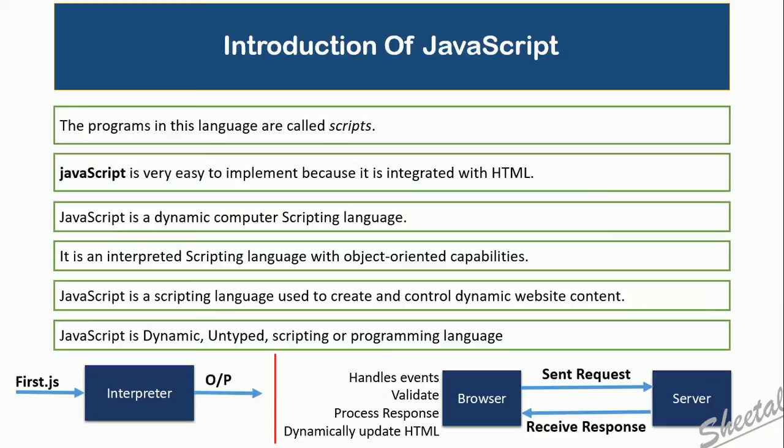JavaScript is a scripting language used to create and control dynamic website content. JavaScript is a dynamic untyped scripting or programming language. Dynamic because there is no compilation step involved when we write a JavaScript program, unlike C++, but it will be interpreted by the JavaScript engine.